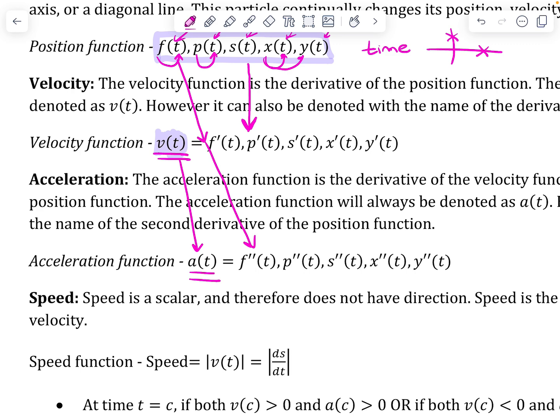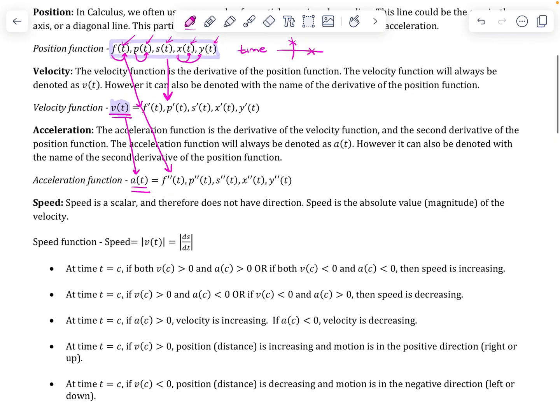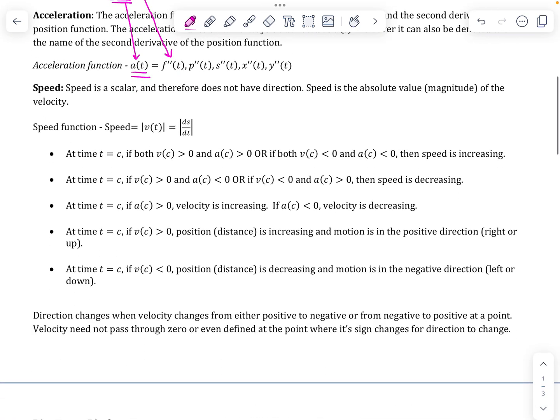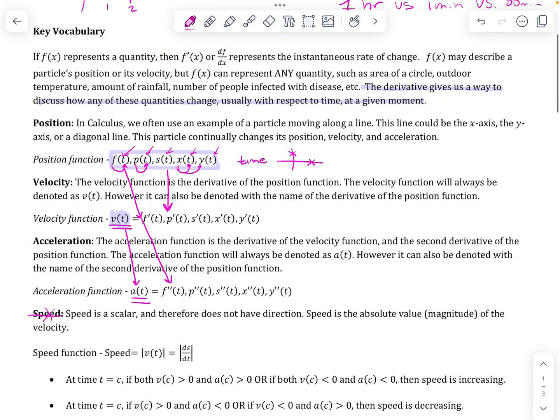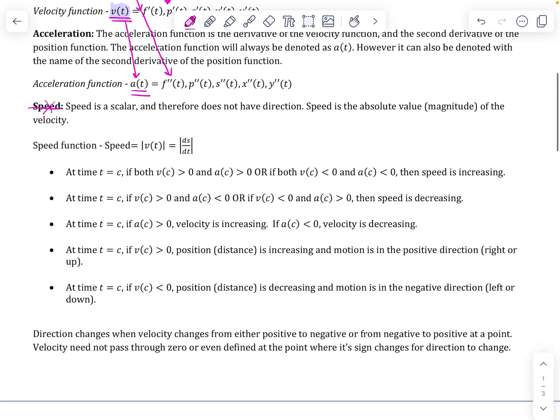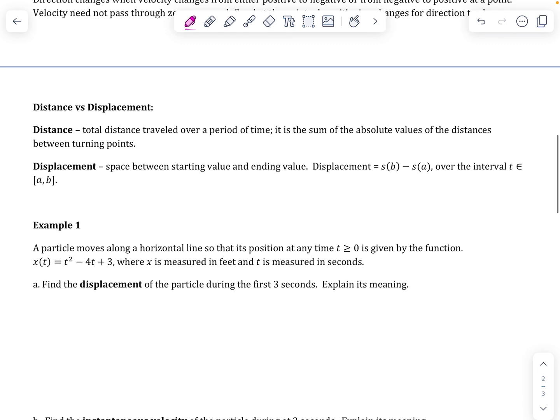It's going to make a lot more sense once I do an example, so don't freak out and panic. Speed is just the absolute value of the magnitude, but we're not going to do any of those functions, so we're going to skip the idea of speed. You can read through the rest of it. I just really tried to give you a quick little version of this. I'm trying not to make the video too long, but I think it's going to get a little long once we start doing the application, right?